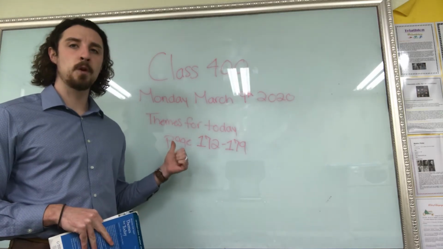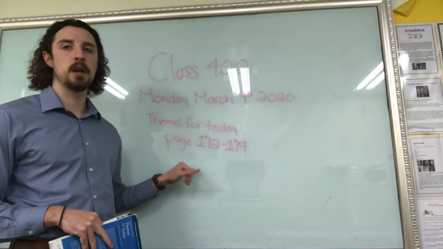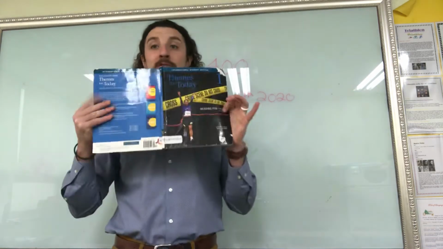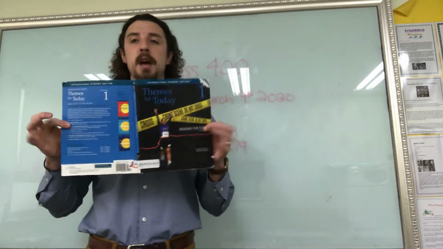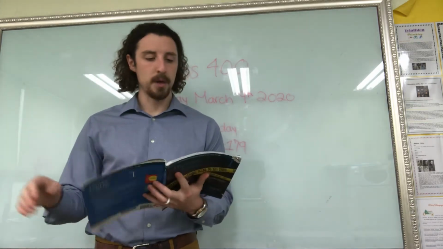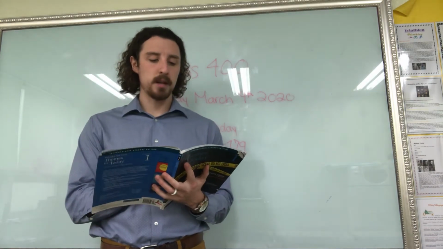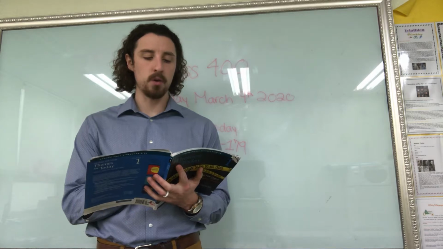And today we're going to be doing Themes for Today, pages 172 to 179. So pause the video to open up your favorite book, Themes for Today, and then we will get started, okay? Pause, okay. Pre-reading preparation. So what kinds of evidence can prove that a person committed a crime?